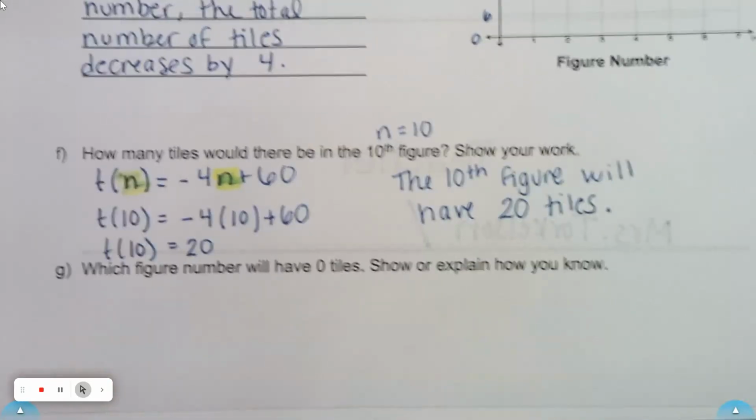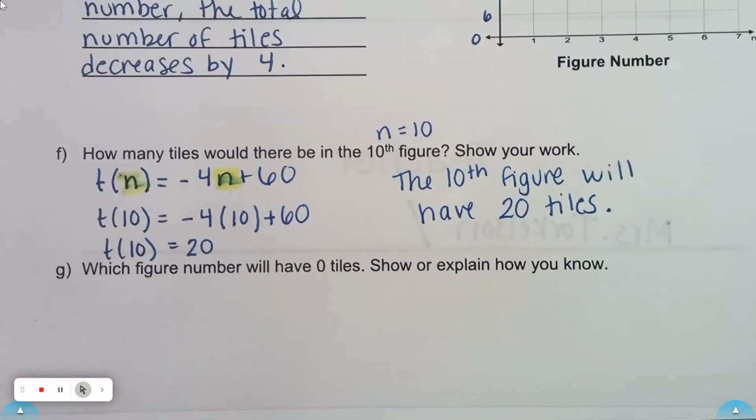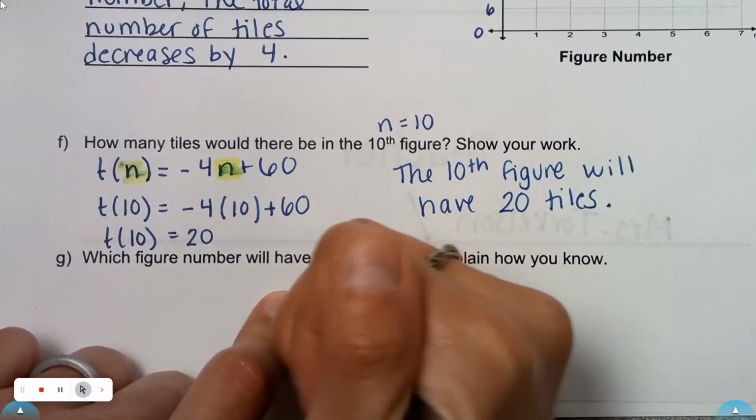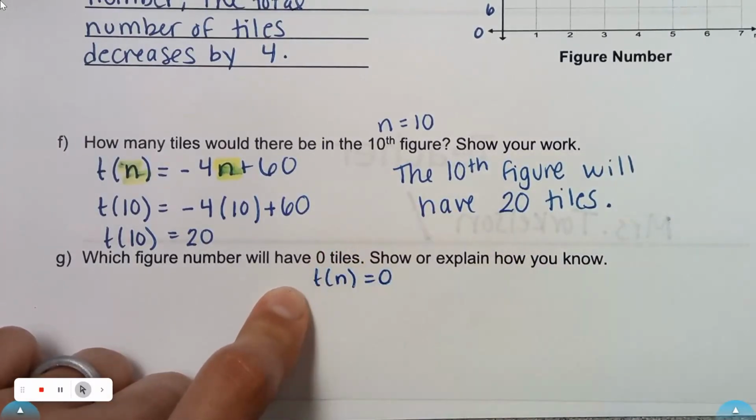Okay, now I'm going to focus on part G. It says, which figure number will have 0 tiles? Show or explain how you know. So this is the opposite. This isn't asking me which figure. This is not n equals. This is asking me to solve for n. So it's telling me my T of n. It's telling me that T of n is 0.